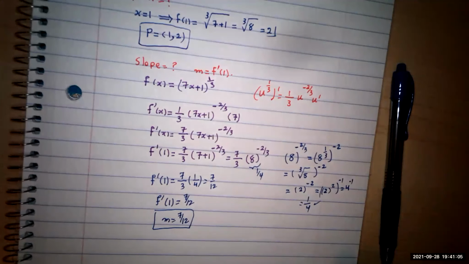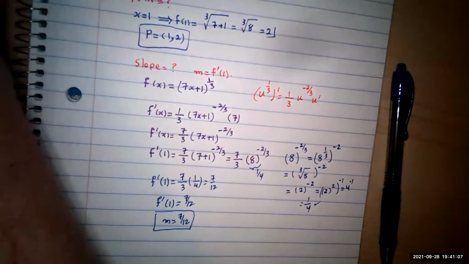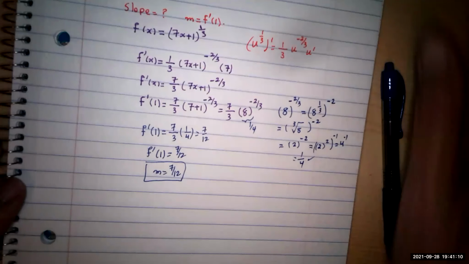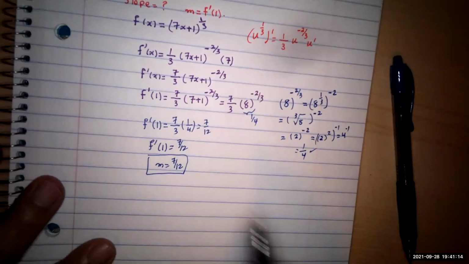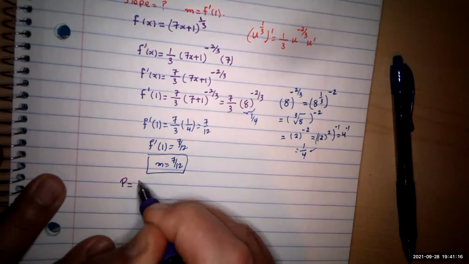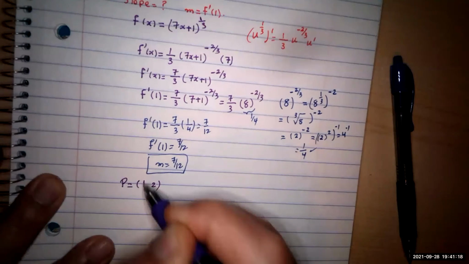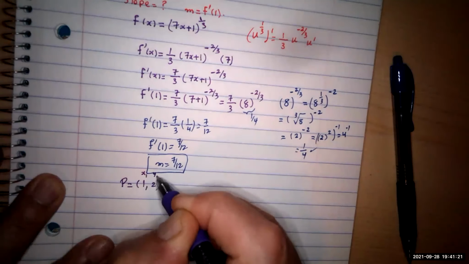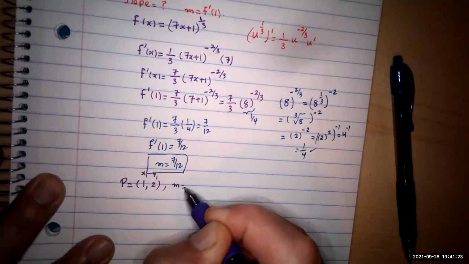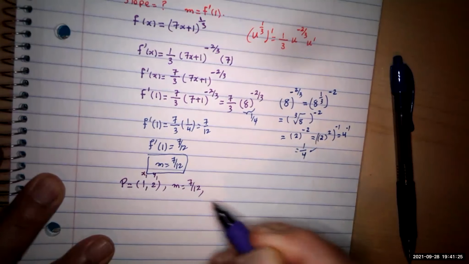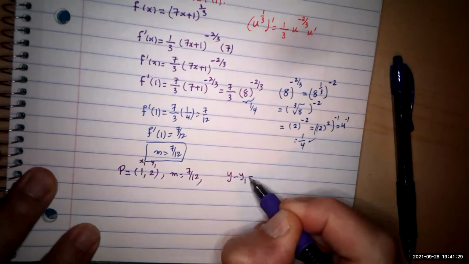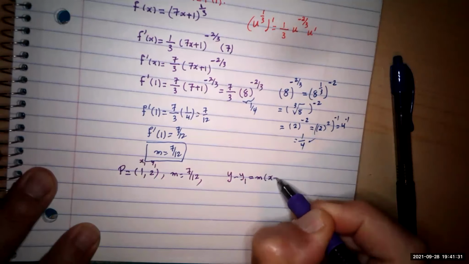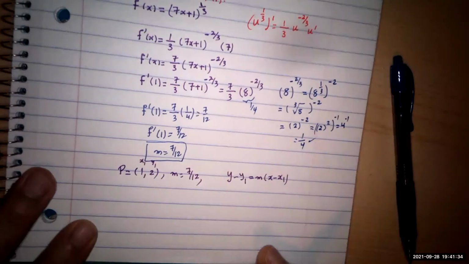We have a point and we have the slope, so we can write the equation of a tangent line. We have the point (1, 2). You may call it x1 and y1. And we have m, 7/12. And you have the formula. Remember the formula? y minus y1 equals m times x minus x1.